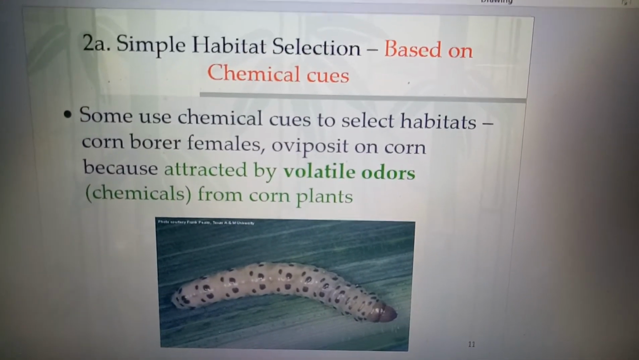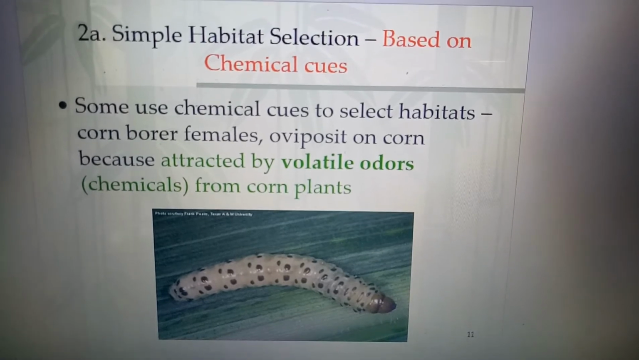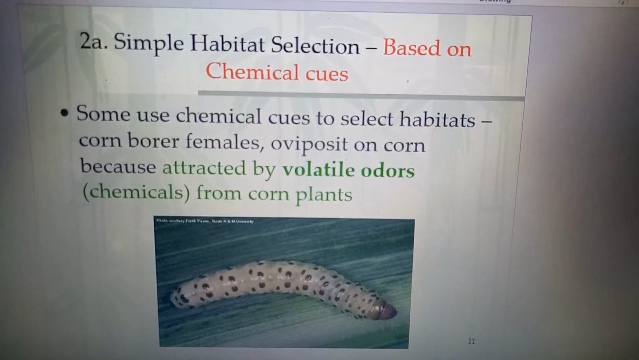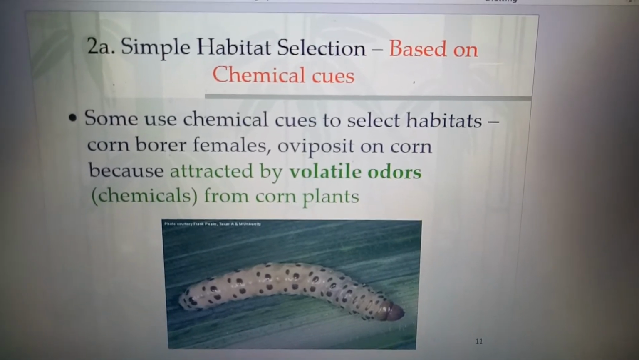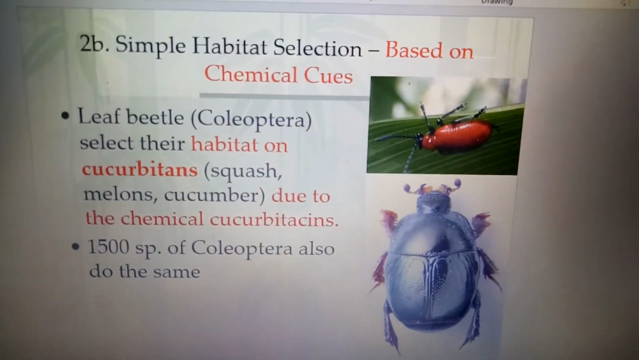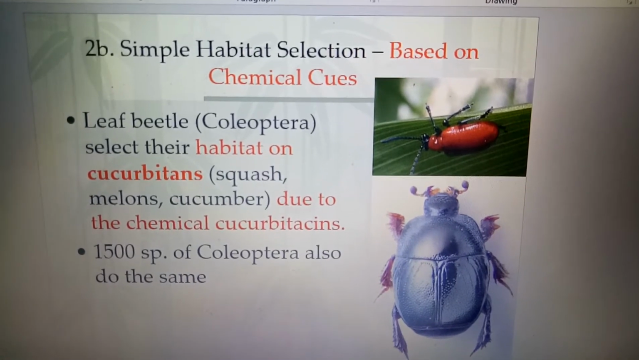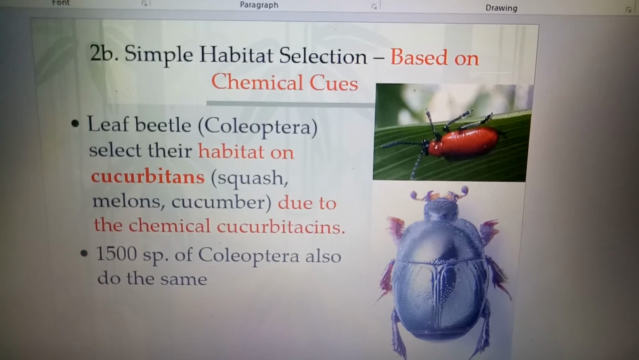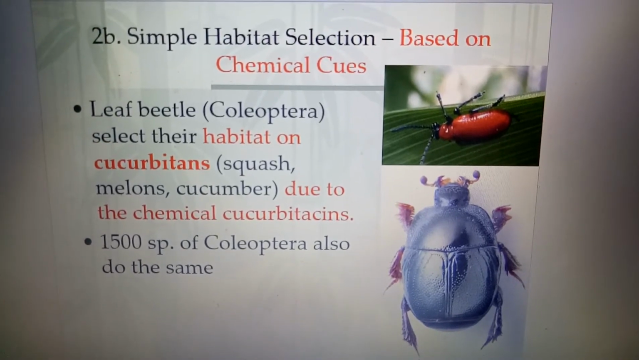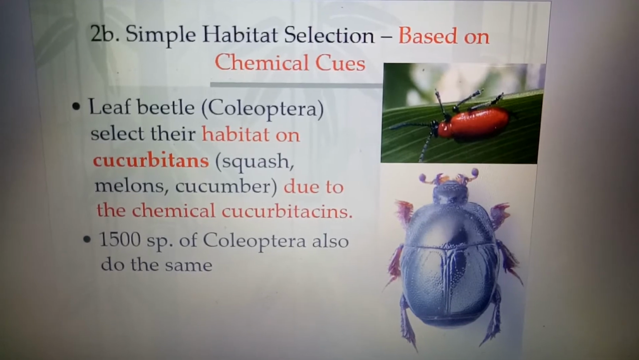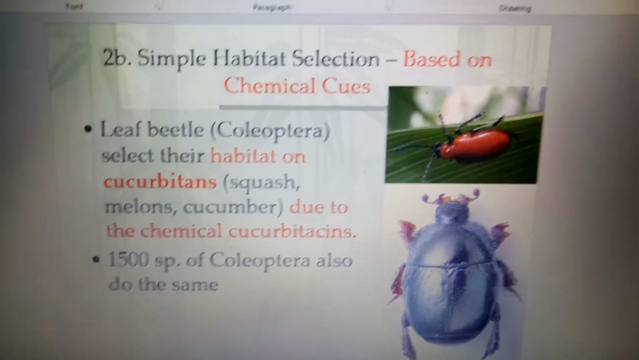Example number 2a, a simple one based on chemical cues. Okay, for example here, some use chemical cues to select habitat. For example, corn borer females oviposit on corn because they are attracted by volatile odors or chemicals from the corn plant. Next example is simple habitat selection based on chemical cues again, but this is a different species. The leaf beetle, Coleoptera, selects habitat on cucurbits or squash, normally squash, melon and cucumber, due to the chemical cucurbitacins. Okay, there are actually about 105,000 species of Coleoptera that also do the same.